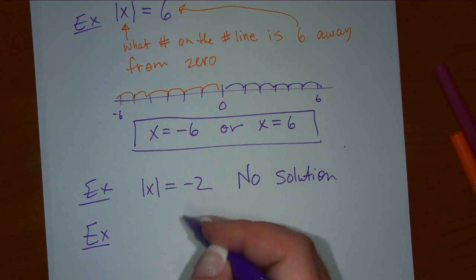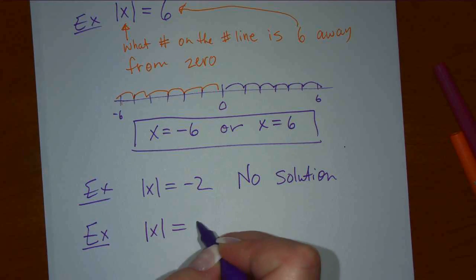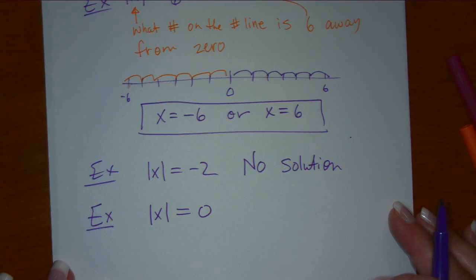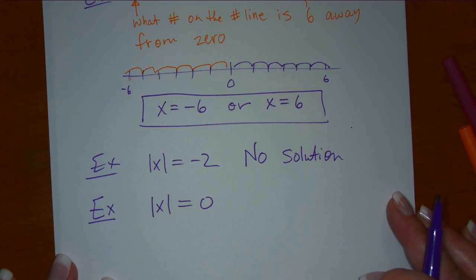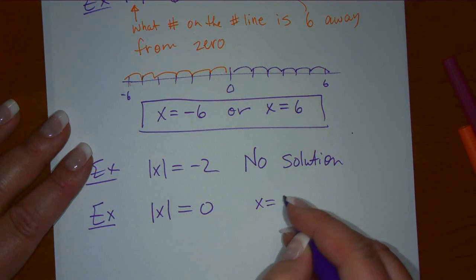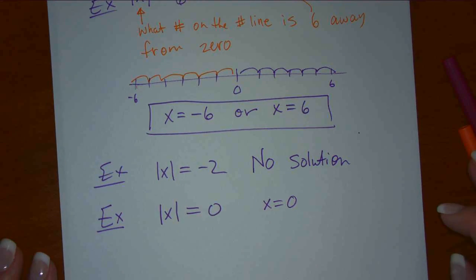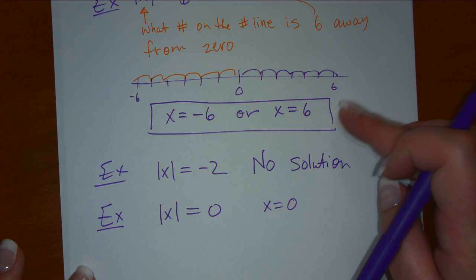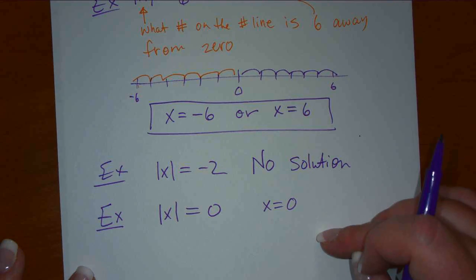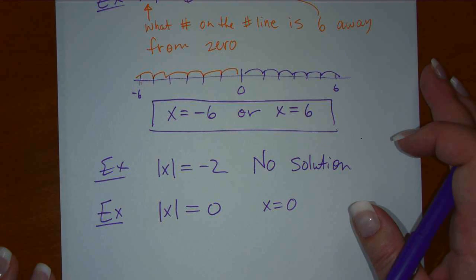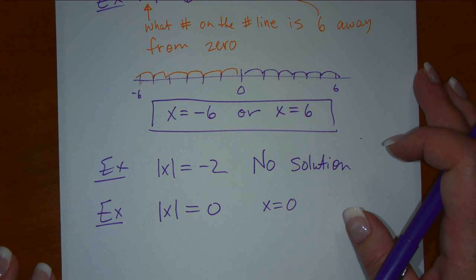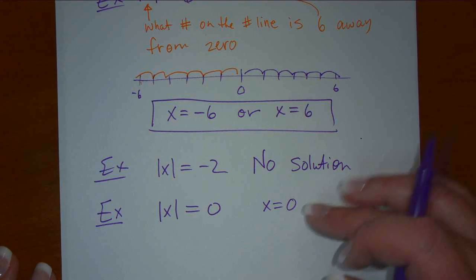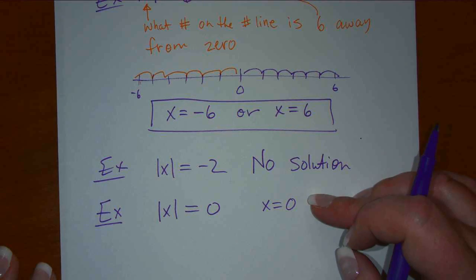What about this one? Yeah, 0. 0 is 0 away. Nothing to solve. 0 is 0. So these are the possible answers. You can get 2 answers, you can get no answer, or you can get 1 answer. So 0, 1, or 2 possible answers. No answer, 1, or 2.